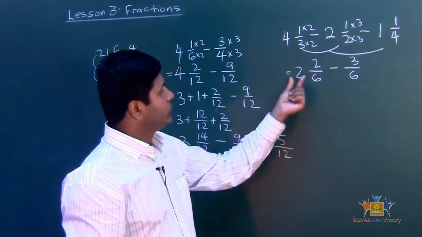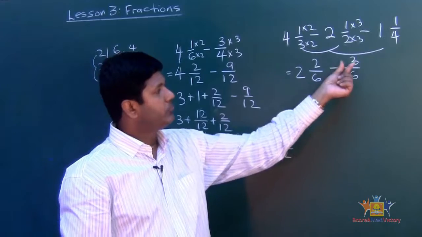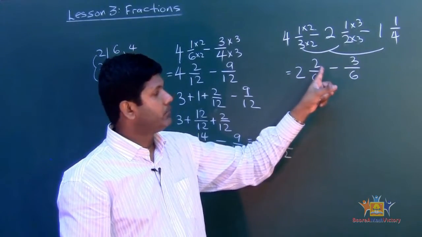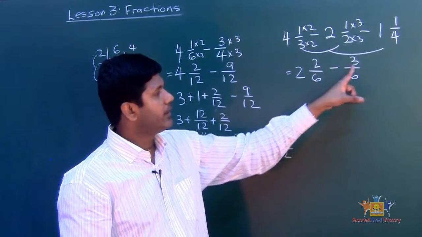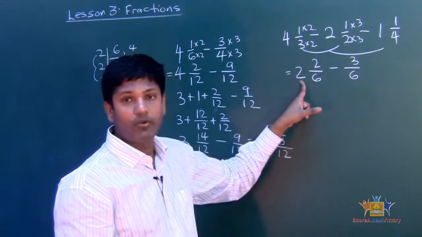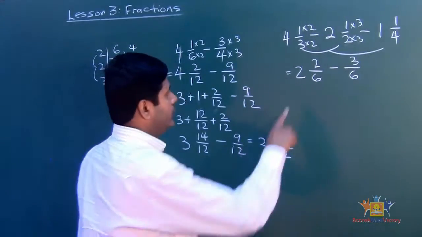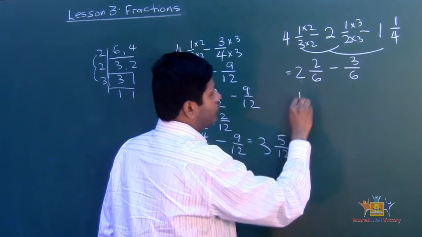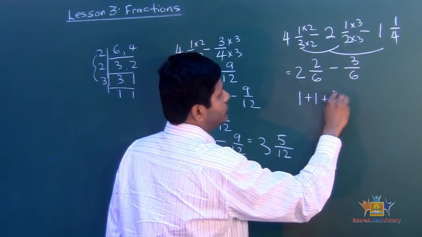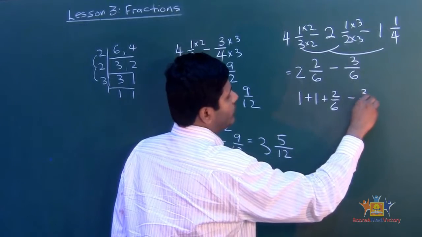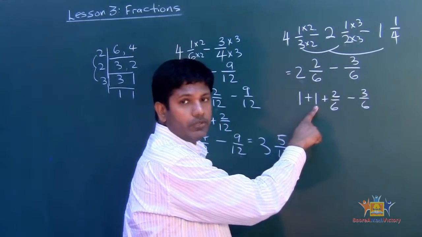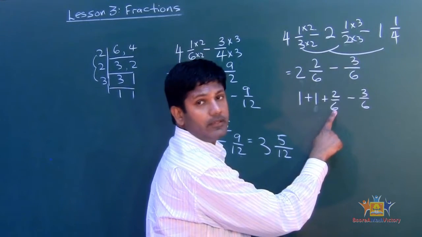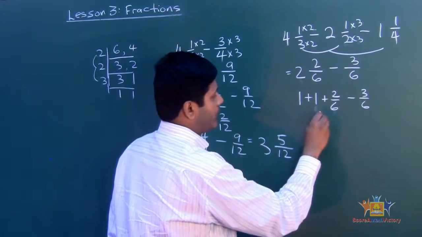Now look at that. 2 over 6 minus 3 over 6. They both have a common denominator. We can subtract. But the only problem we are facing is 2 is smaller than 3. I cannot subtract. That means I have to borrow from 1. Very good. So I have to borrow from the 2 and 1. I'm going to take 1 from 2. So that means 1 plus 2 over 6 minus 3 over 6. And what do I change this 1 into? 6 over 6. Very good. Why 6 over 6? The denominator is 6, so that way I can combine them.